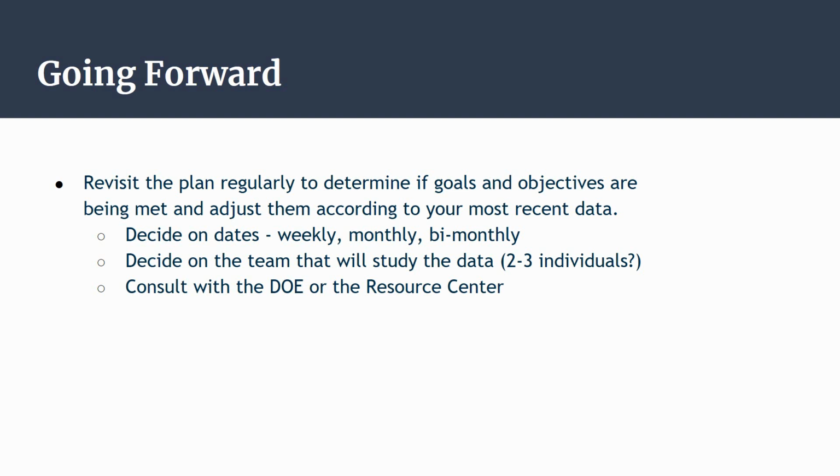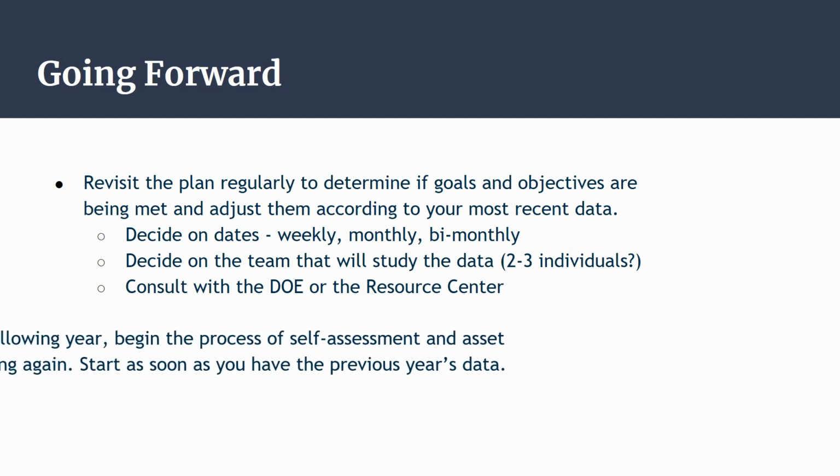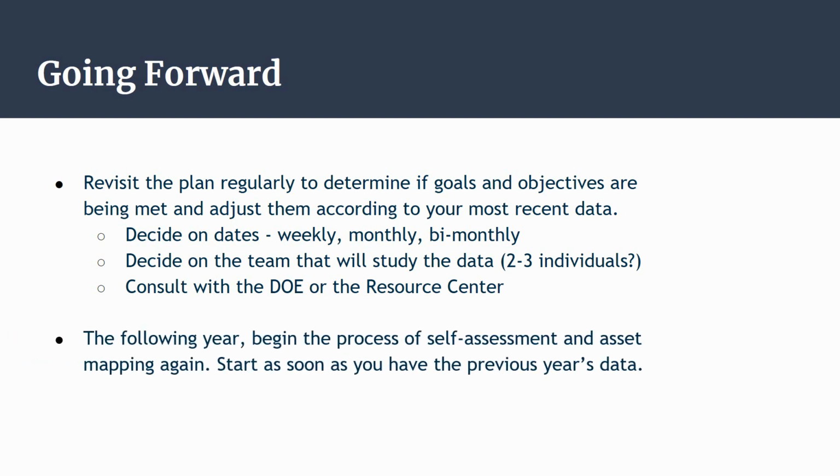Two or three individuals is usually enough, but you might want to bring in an expert to help you devise a new strategy for achieving a particularly thorny goal. Consult with the DOE or the Resource Center to make sure you are on the right track. The following year, we suggest that you begin the process of self-assessment and asset mapping again. Start as soon as you have the previous year's data available. We encourage you to make this collaborative planning process an automatic part of the program governance.